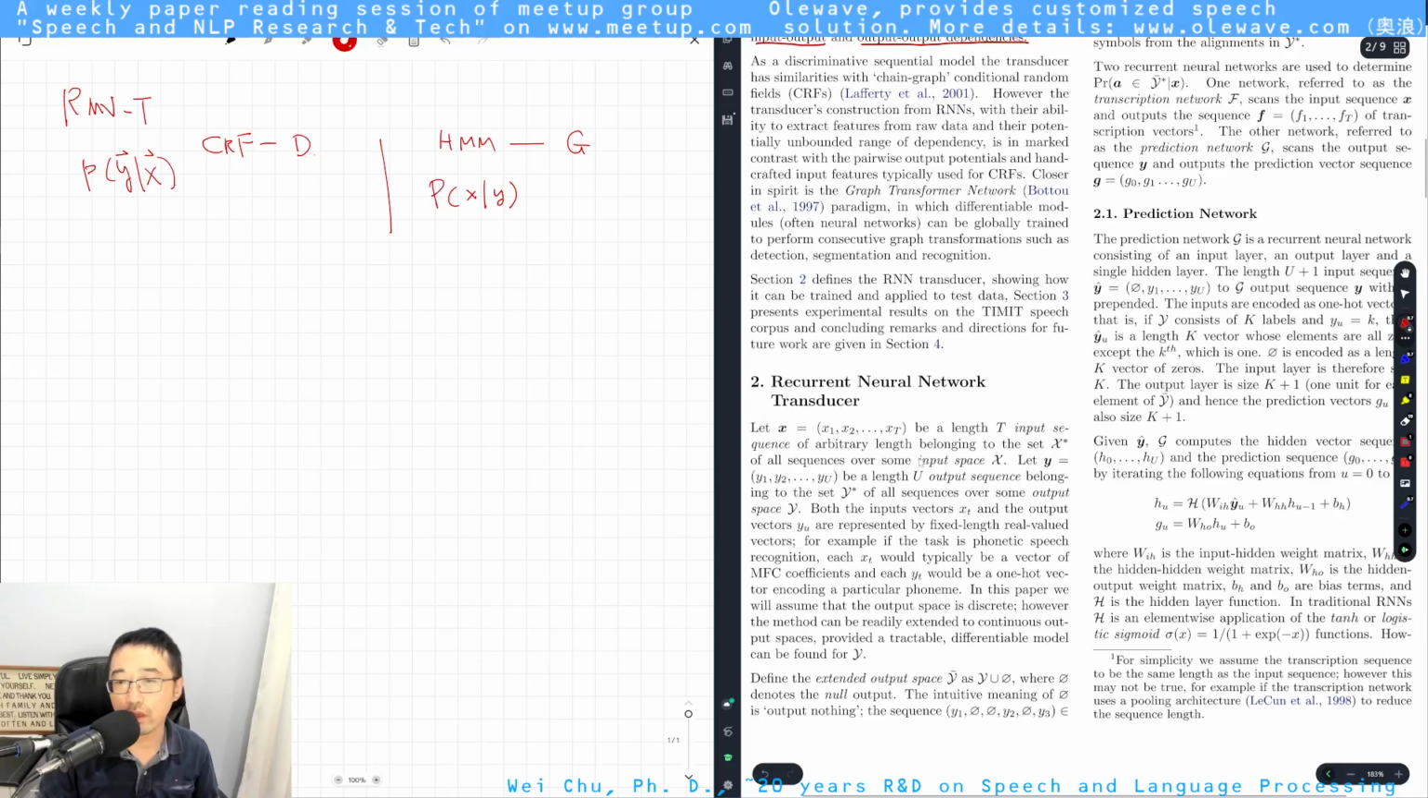So here are some notations he made about his RNN transducer. First of all, I will use speech to let you understand what he's talking about. First of all, he talked about the X. X is a speech signal sequence, a speech sequence.